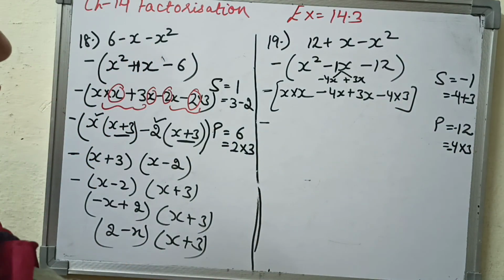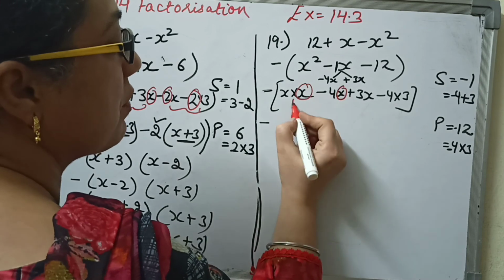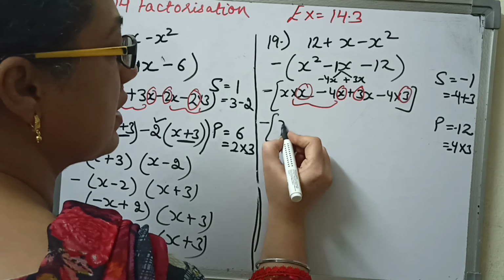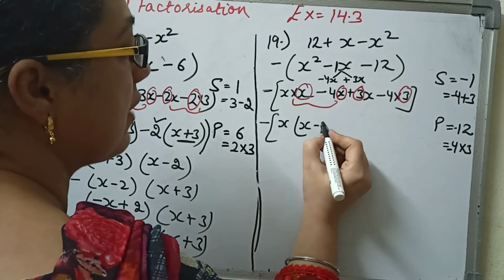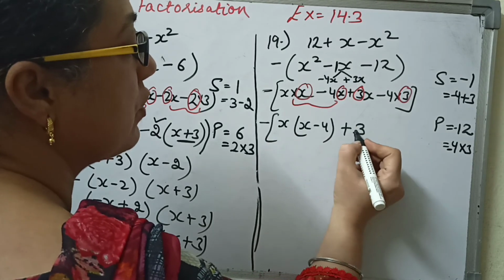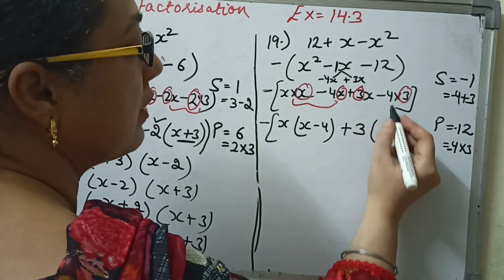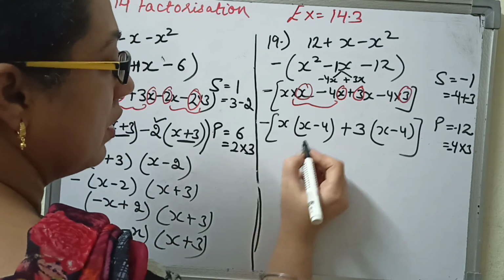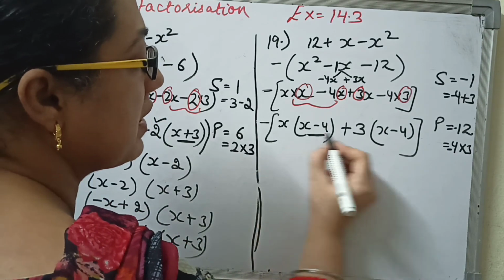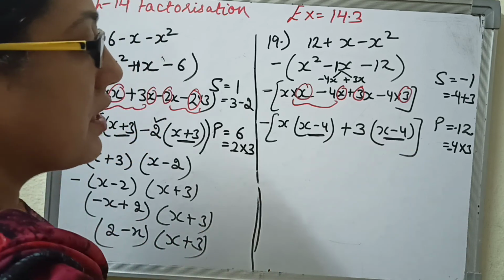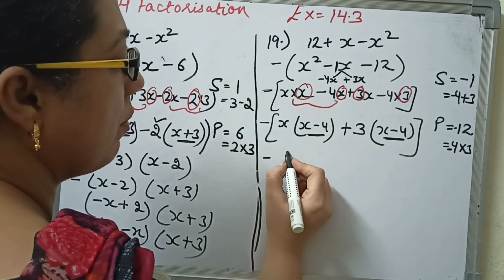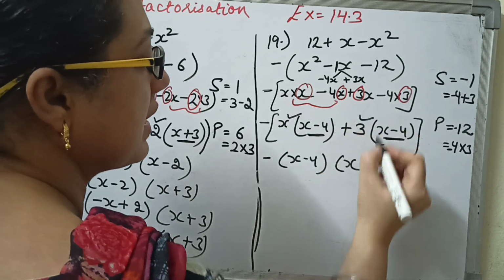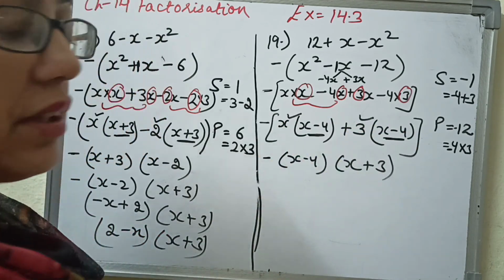Now take x common from the first two terms, 3 from the second two terms. So it is written as x outside, and the term left is x minus 4 inside the bracket, 3 outside, and from the third and fourth terms, the term left is x minus 4. Now again in the first term x minus 4 and in the second term x minus 4, both are the same, so take it common, x minus 4, and in the first term x is left, in the second term only 3 is left, so write it down in the bracket.